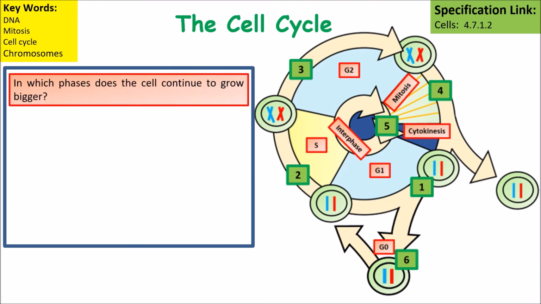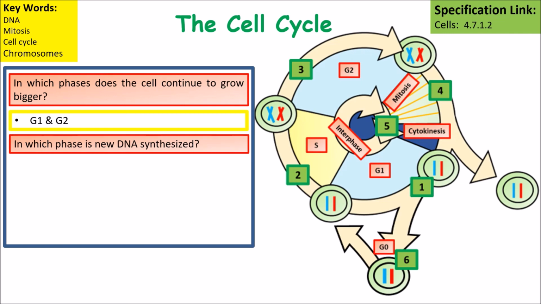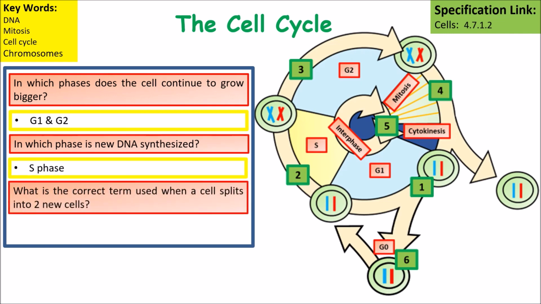In which phases does the cell continue to grow bigger? It would be in G1 and G2, or gap 1 and gap 2. If we're looking at the phase in which new DNA is synthesized, that's going to be the S phase. And what is the correct term used when a cell splits into two new cells?